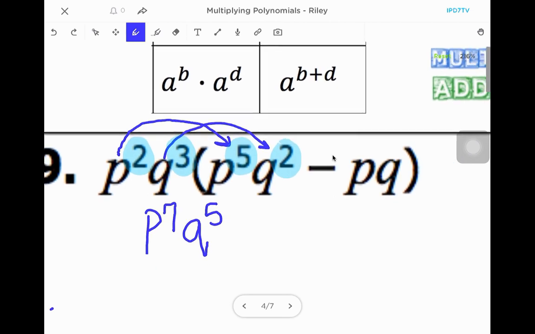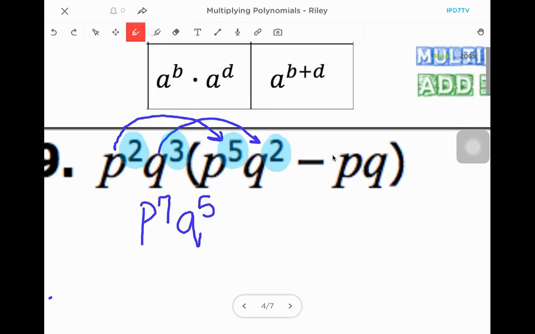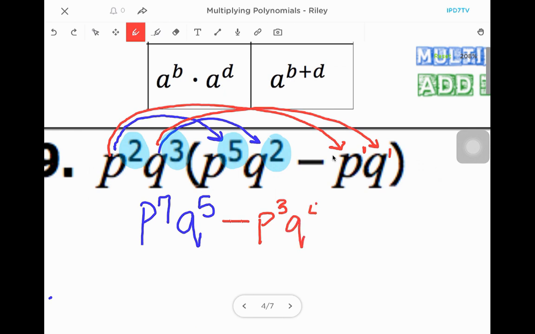Okay? I'm going to pick a different color. Let's pick red. So now let's do your P with your P. So P squared minus, I'm going to put my minus back. Remember, there's a little 1 right here. So 2 plus 1 is 3. So you got P to the third power. And then you've got your Q. So 3 plus 1 is 4. So Q to the fourth power.